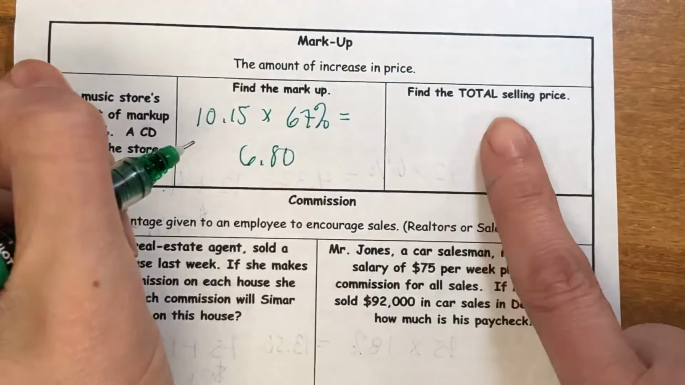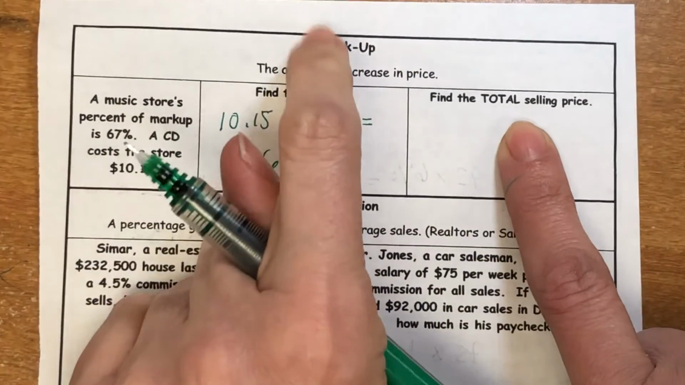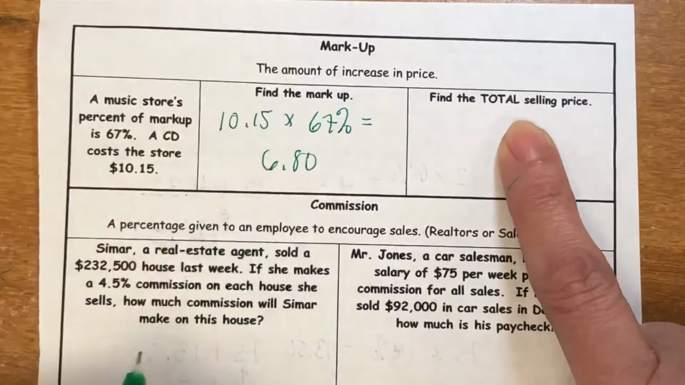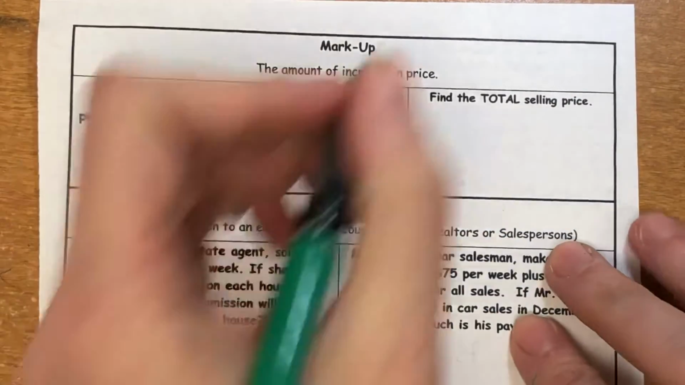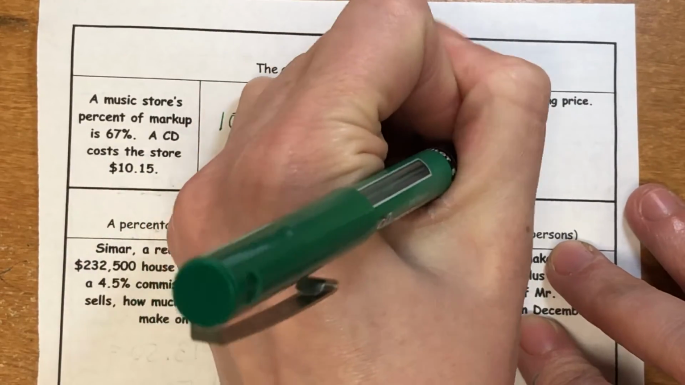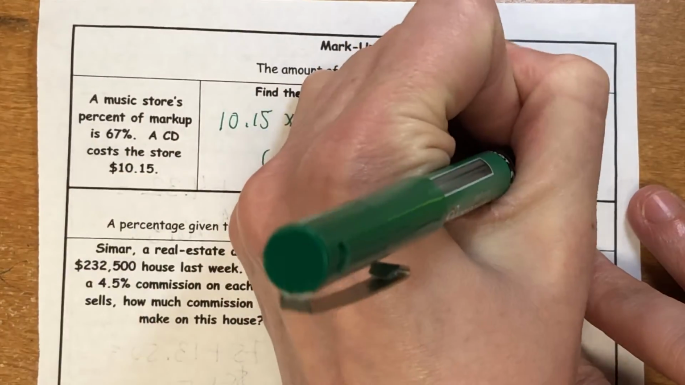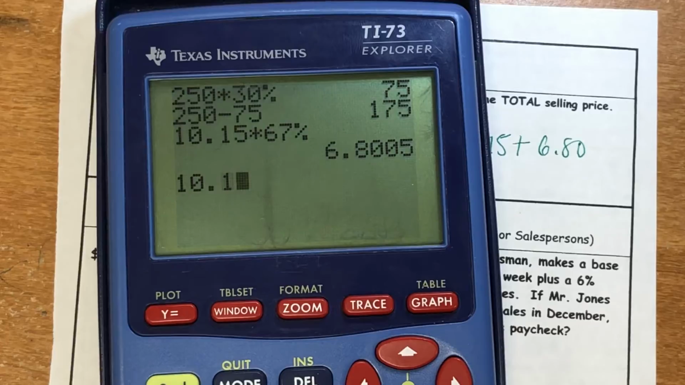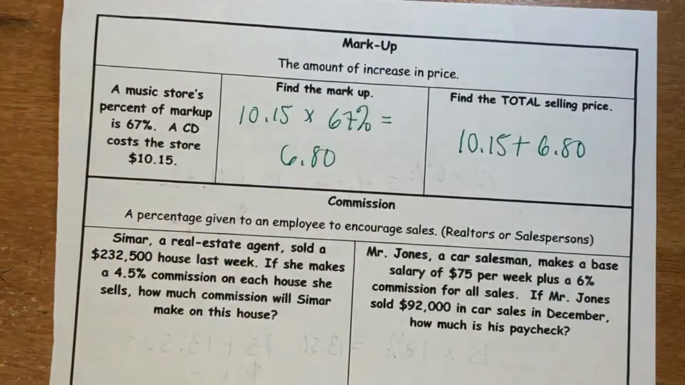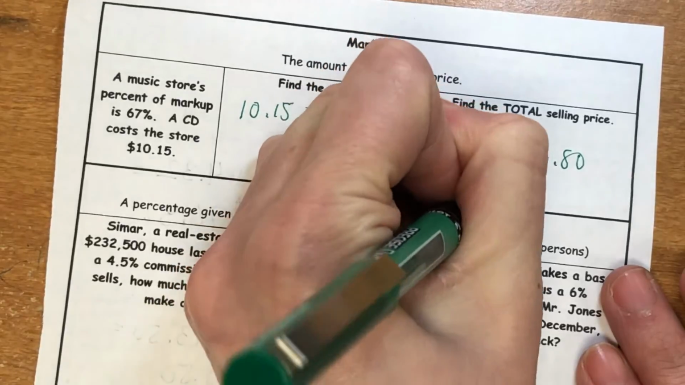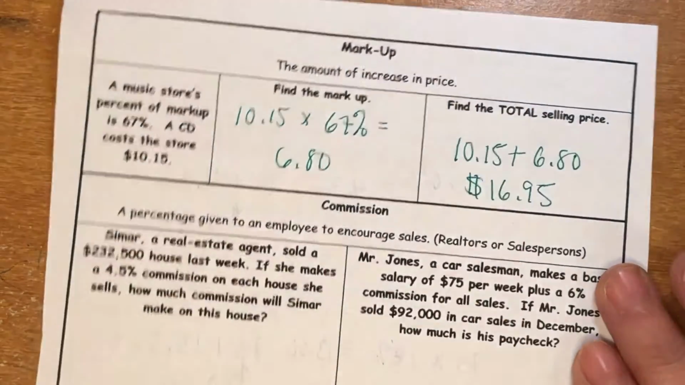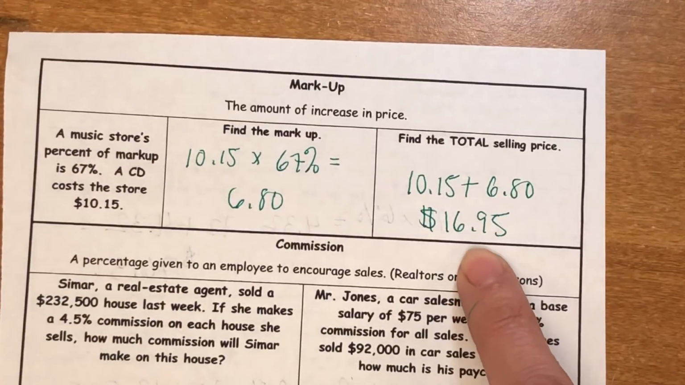This is the amount I'm going to add on. So with markup, you're adding on, okay? I'm going to take my original price, which is $10.15. Then I'm going to add $6.80. So $10.15 plus $6.80 gives me $16.95. So when you go to the store, the actual price that you're going to pay is $16.95. Okay?